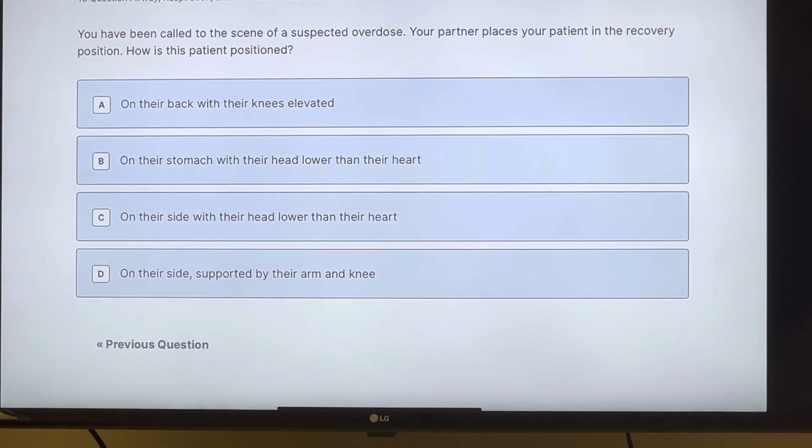No, it's a part of the shock position. So it may be on the back with the knees elevated. What do you think you got?